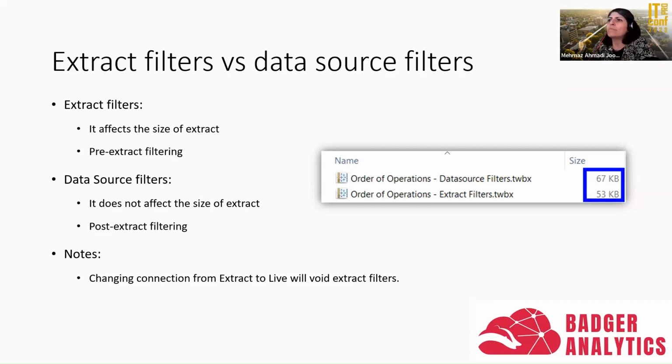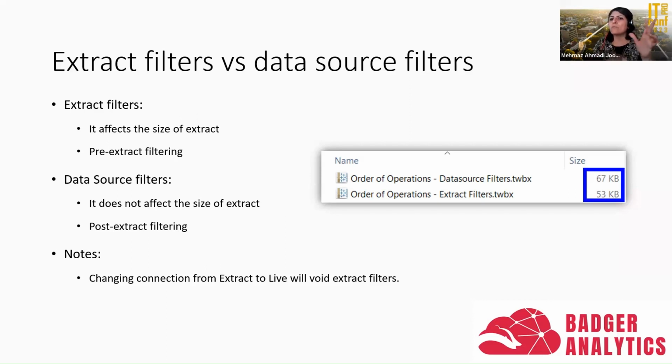Now, one thing, because extract filters are bound to their extract, if you change your connection to live, that's not going to be applied because it's an extract filter. So if you are on a live connection, then you have to use a data source filter if you are filtering at that level. Okay. All right, so let's keep going.